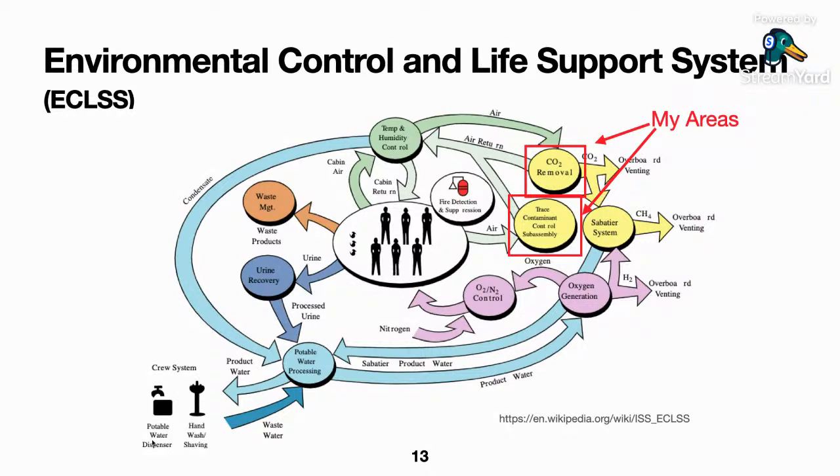Next thing I want to talk about is Environmental Control and Life Support System, also known as ECLS. And it's a complex system for keeping the astronauts in safe conditions. And so it involves various things: the water processing, either to have water or to take the waste, controlling temperature and humidity. It has to be as pleasant as possible a working environment. The part that I was involved in was carbon dioxide removal.